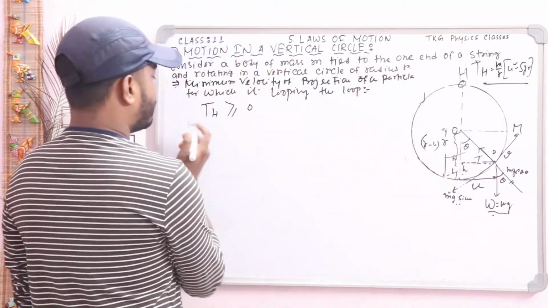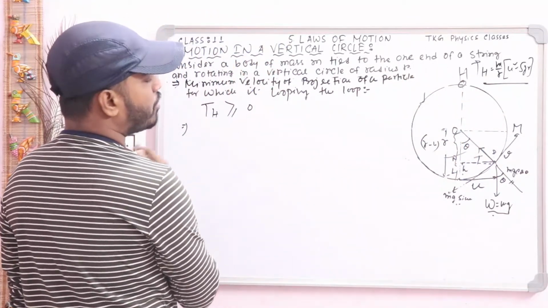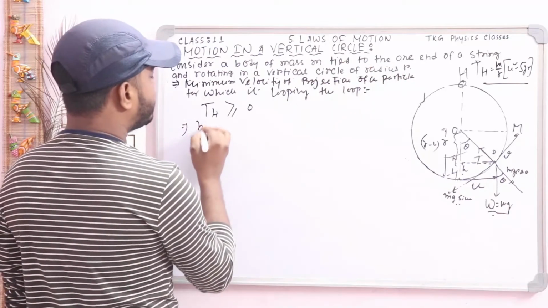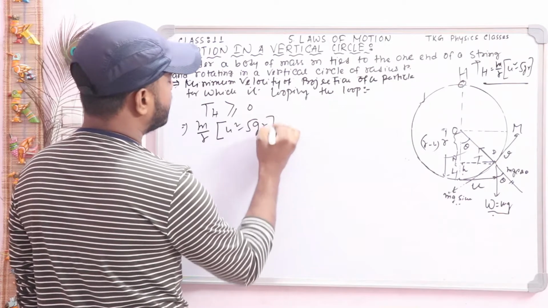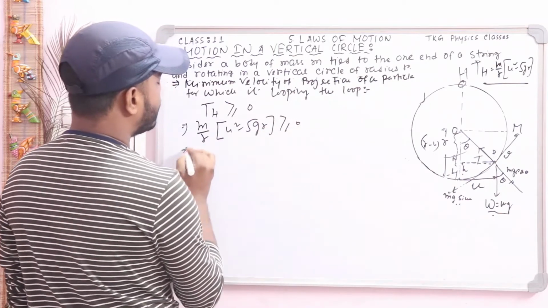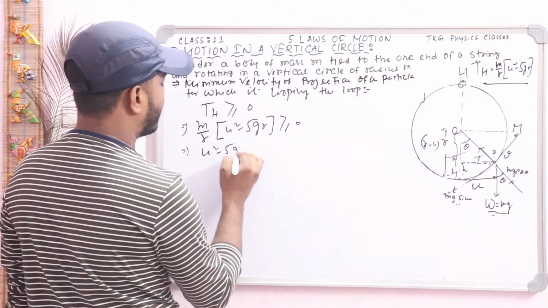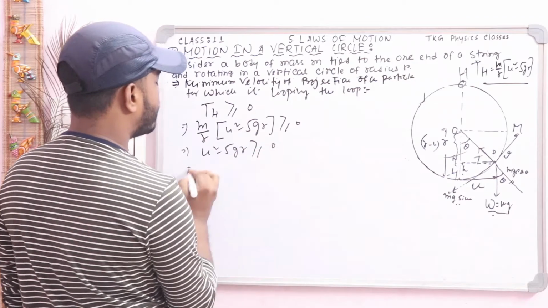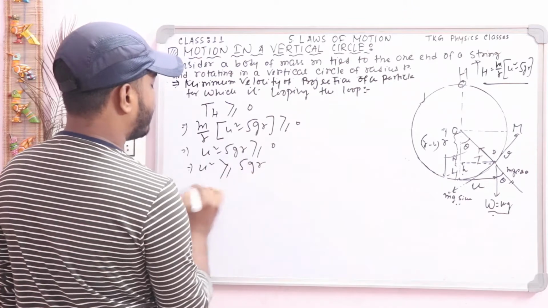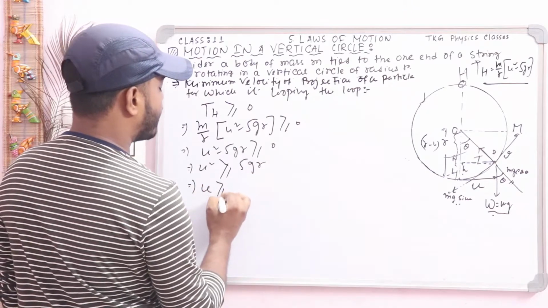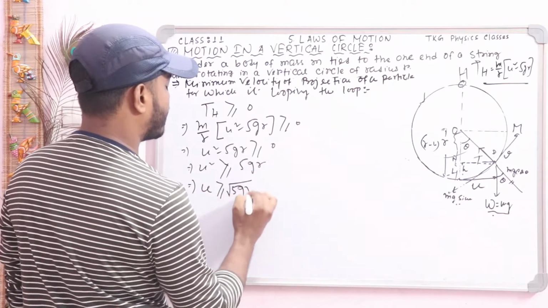Okay, so you just use this formula, that is m/r (u² − 5gr) is greater than or equal to 0. So you can write u² − 5gr is greater than or equal to 0. So u² is greater than or equal to 5gr. From here you can write u is greater than or equal to root under 5gr.